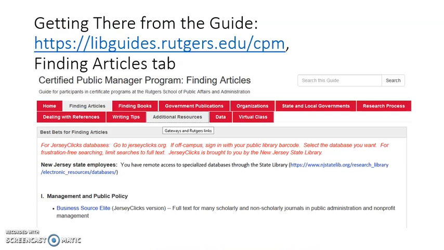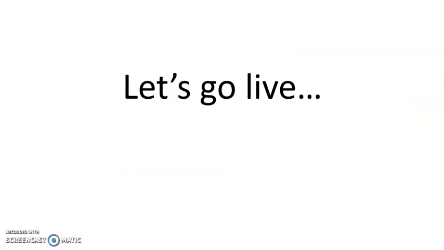Now, you can get to Business Source Elite from our CPM guide, libguides.rutgers.edu/CPM, under the Finding Articles tab. And let's go live and see what searching Business Source Elite is all about.